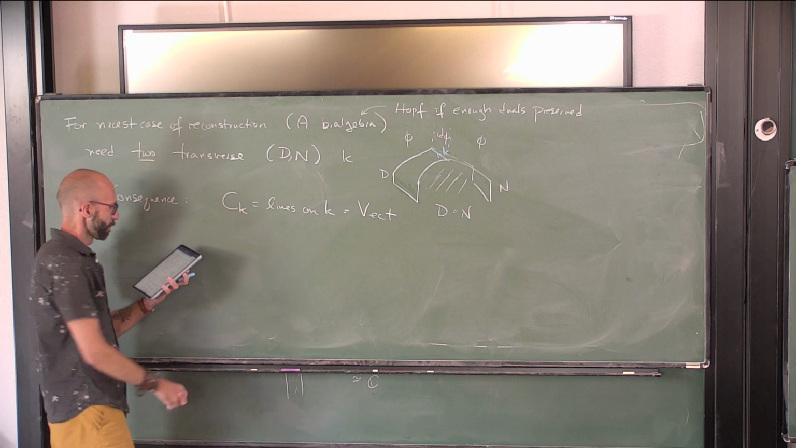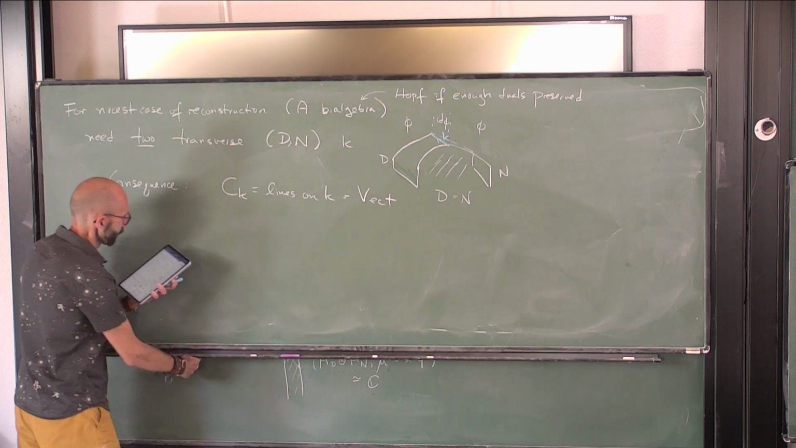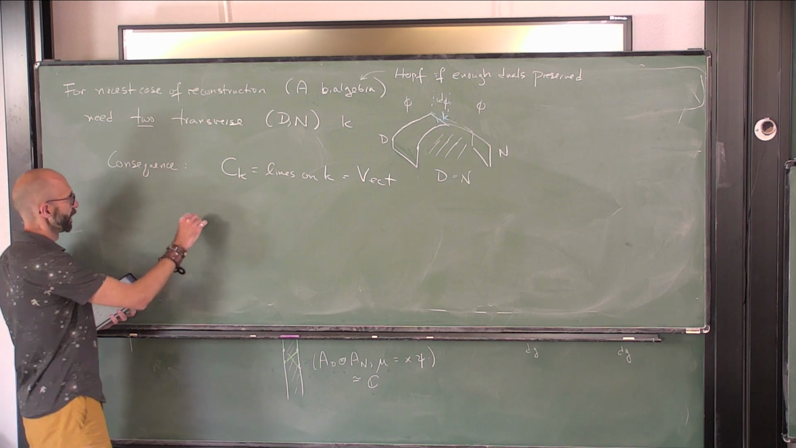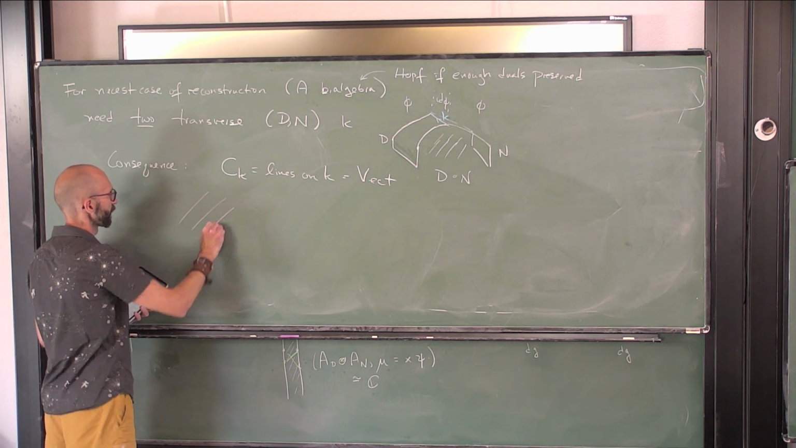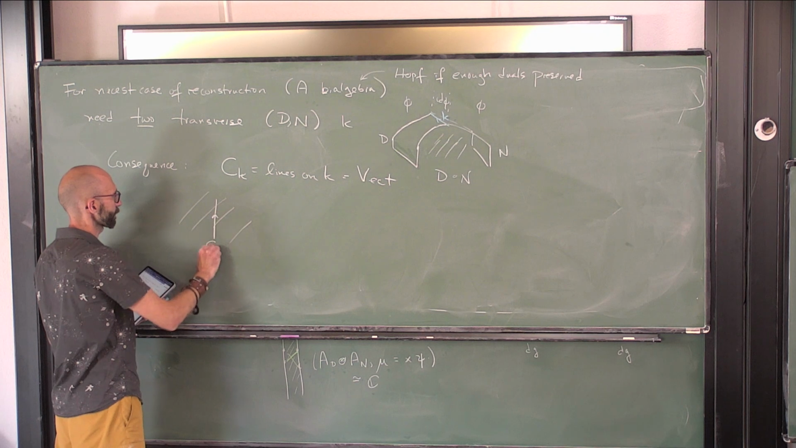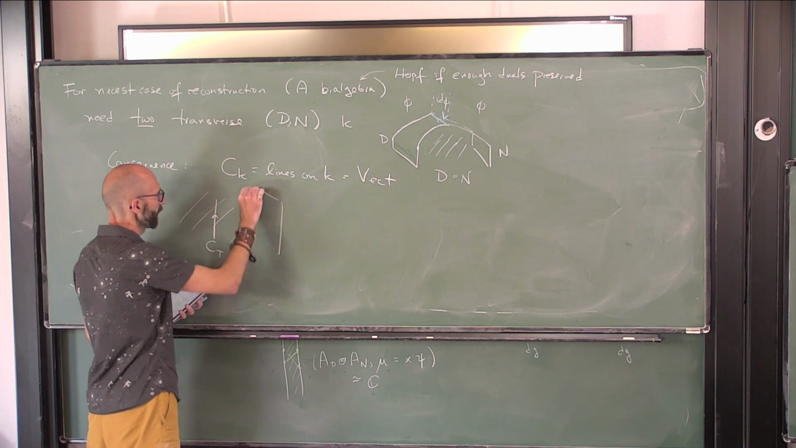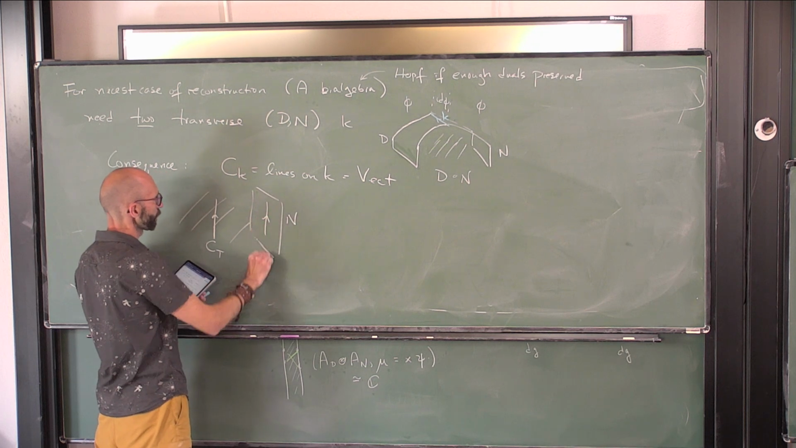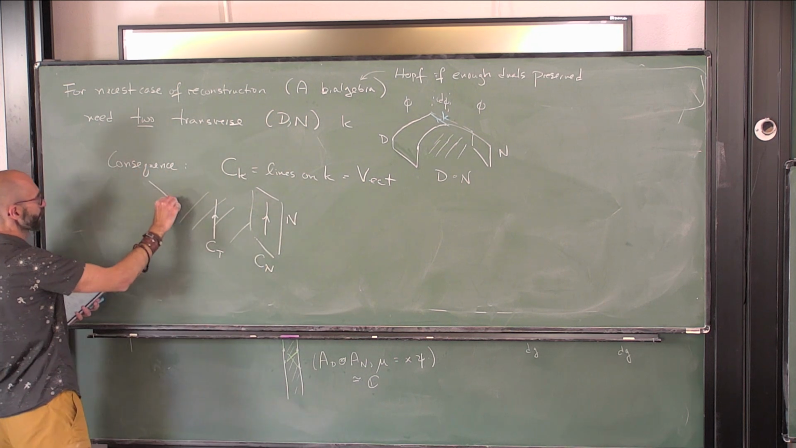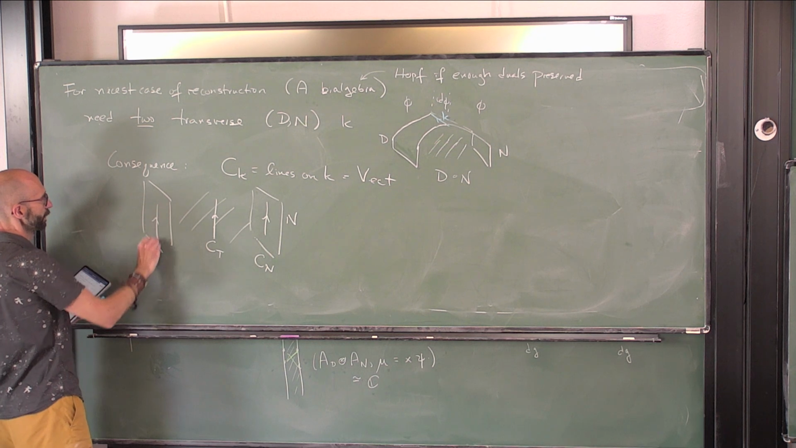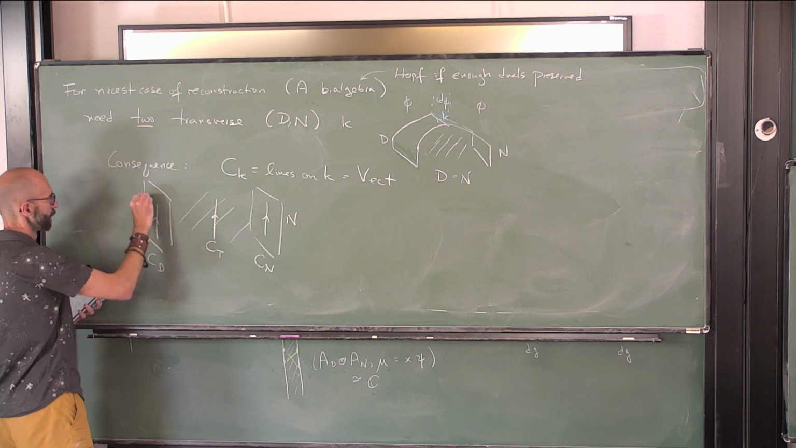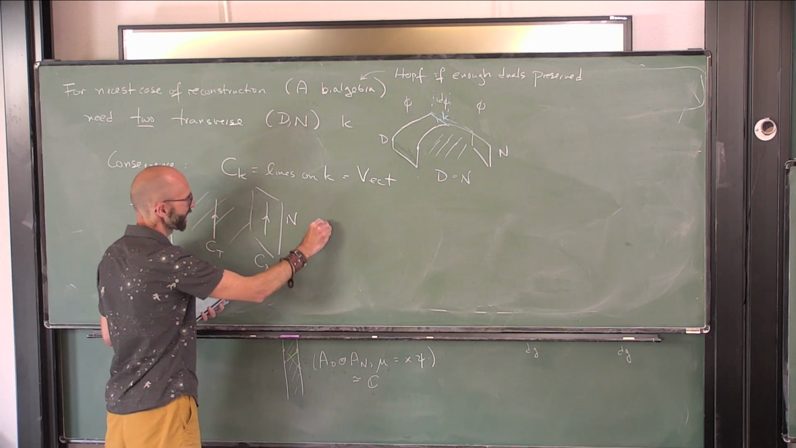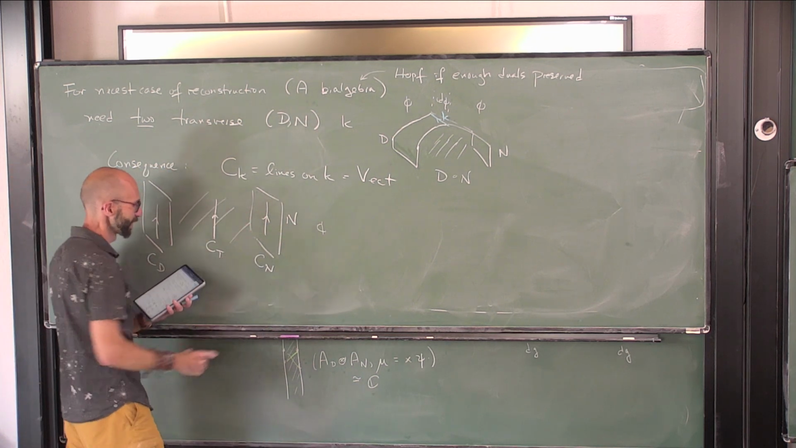Great. So now there are three or maybe four categories around. I've got lines in the bulk. I've got lines on one of the boundaries. I've got lines on the other boundary. And I've got lines on K, or maybe lines on the other side, the trivial theory, which is Vect.